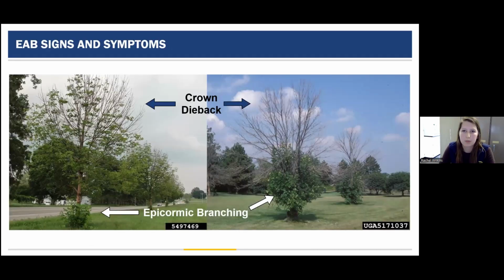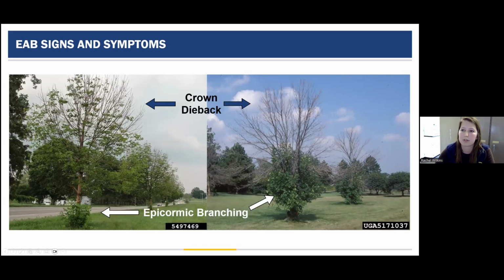So when you go out on your property, if you do have ash trees and you're concerned that you may have emerald ash borer, I want to talk about some of the things that you can look for. So when you first look at your tree, there's a couple of easy symptoms you can look for. One of those is crown dieback.